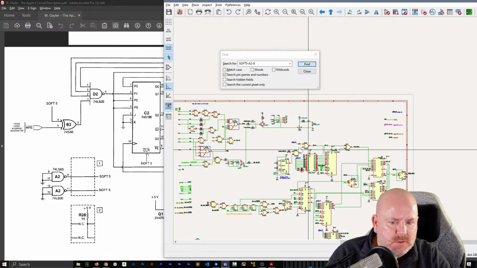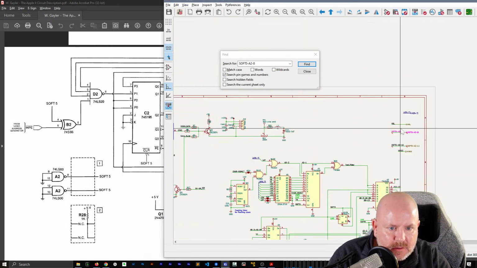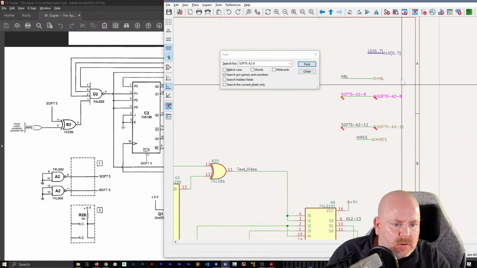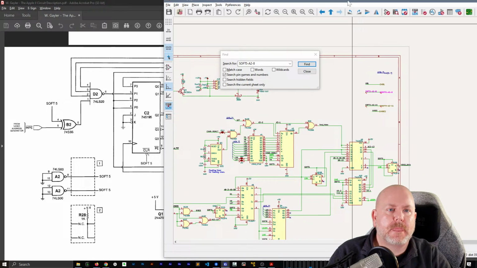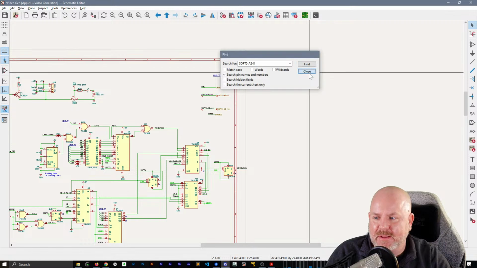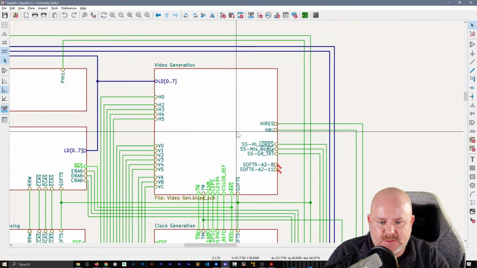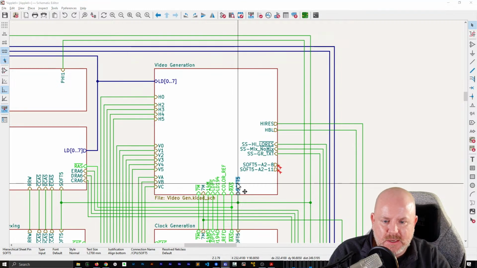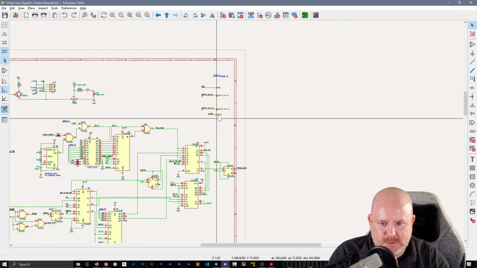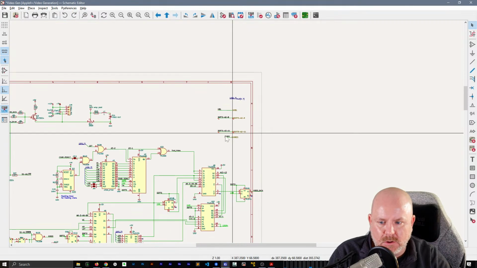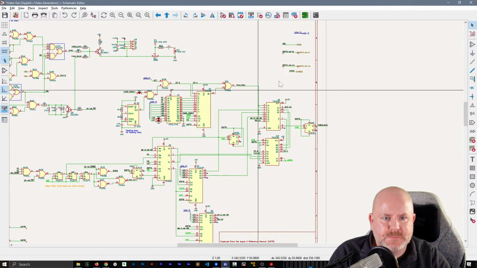So does this page probably already have soft 5 leaving? What is this page? Where are we at? I cannot believe I finally figured this out. Video generation. Does video generation have a soft 5? It does, and it has it as an input, which I think is wrong. I think it's actually an output. Or wait, yep, I think it's an output from this page.